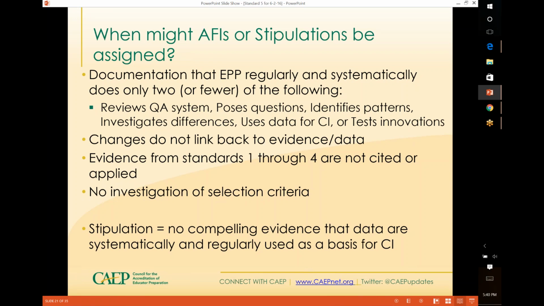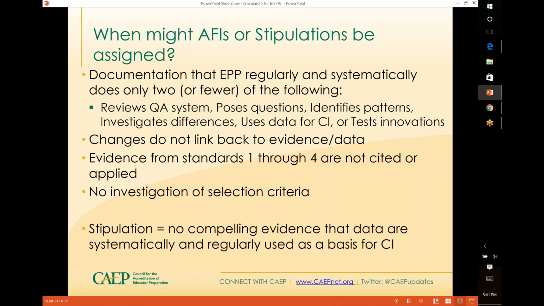So there you go. If you can't link your changes back to evidence or data, and that's sort of that data that leads to changes. Oh, I wasn't really happy with that rubric, so I changed it. What they really want to see is that those changes are linked back to a data set. That there's evidence from standards 1 through 4 that you don't cite or apply any evidence from standards 1 through 4. As I said, throughout those standards, there are opportunities for you to link that to 5.3. And as you analyze and interpret your data for each of the components through standards 1 through 4, you can also link that to 5.3 to show how you have analyzed and interpreted your data that have led to a particular change or modification. And if there's no investigation of selection criteria.